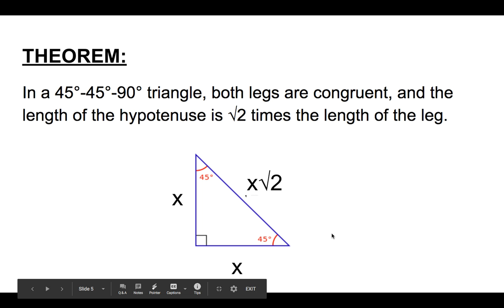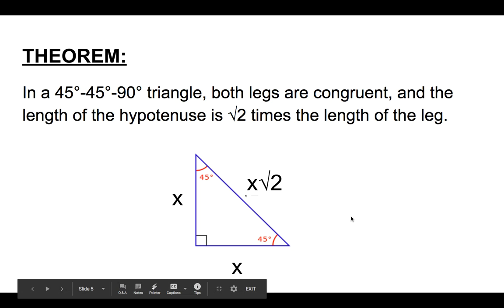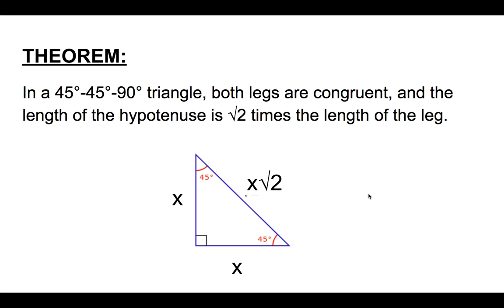In a 45, 45, 90 triangle, both legs are always congruent, and the length of the hypotenuse is square root 2 times the length of the leg. So based off the last example that I showed, plus the example embedded in the video, you should have seen this pattern of always just taking the leg length and multiplying it by the square root of 2 to get the hypotenuse.